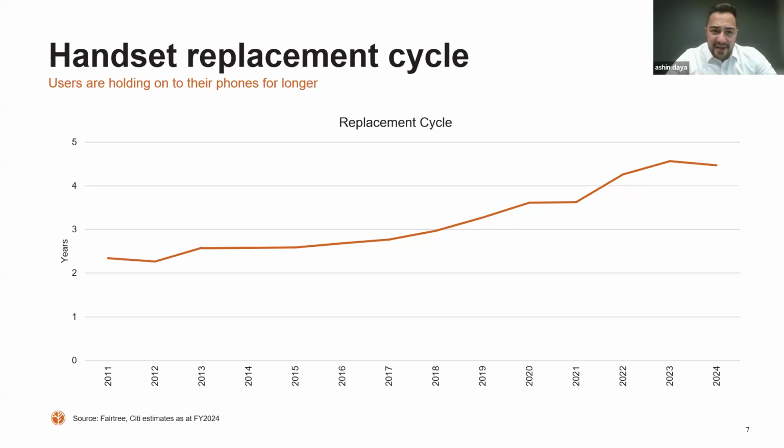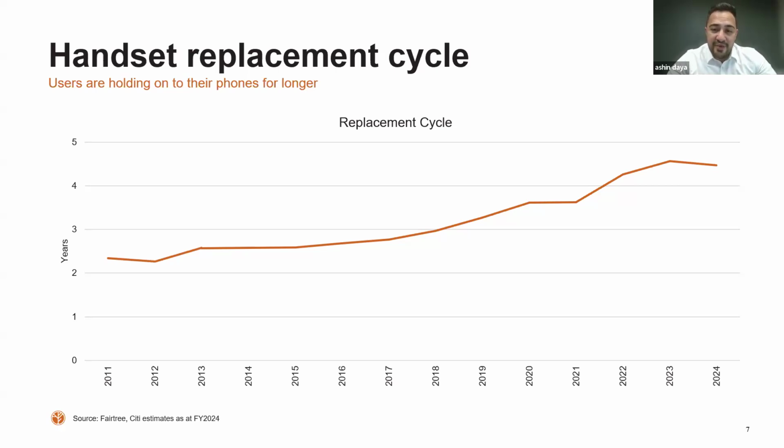What's very important about the handset cycle is this replacement cycle, and this refers to the number of years which you hold onto your phone for before replacing it. And what you see here is quite interesting. It's a picture of global handset replacement, and for a number of years, from 2011 till 2019, there was a very gradual increase in the replacement cycle, and that has continued to accelerate. And now the replacement cycle is sitting at just about 4 years.